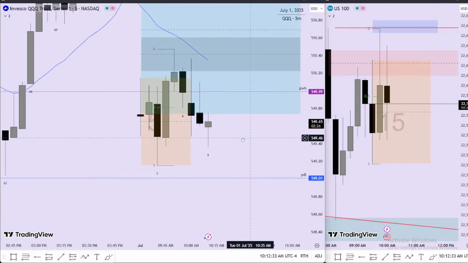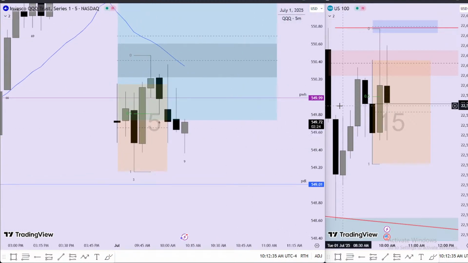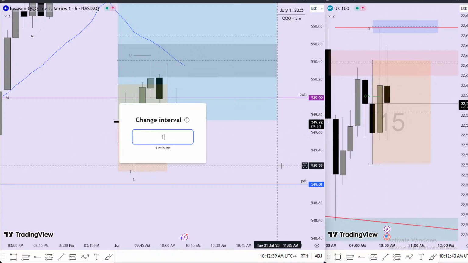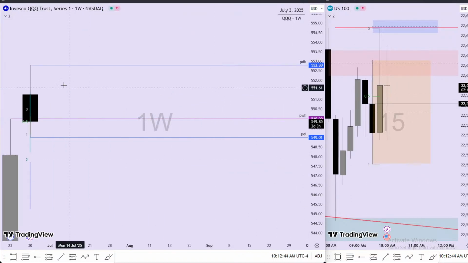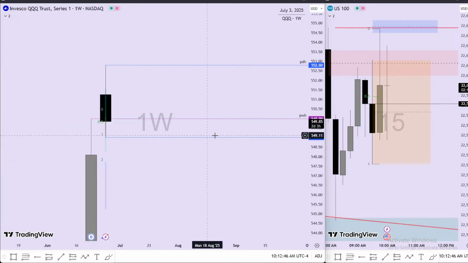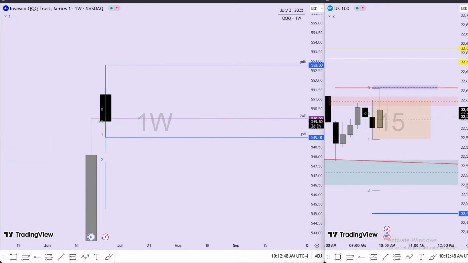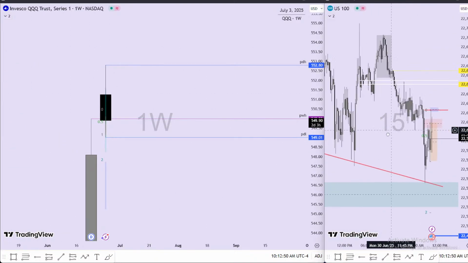Bar number 9, still within this range. So on a weekly time frame, we haven't moved anywhere. This is the whole week and the month, total range of the week and the month.